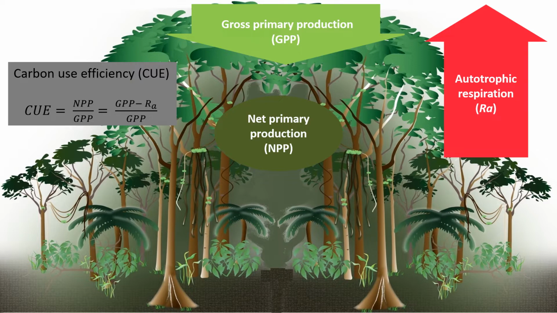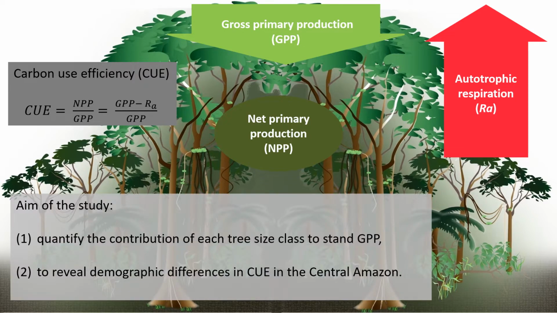At the ecosystem level, the fraction of GPP allocated to NPP can be expressed as the forest carbon use efficiency and can be calculated as NPP divided by GPP. Whereas the overall GPP and NPP of different forests have been intensively studied, the actual contribution of single trees to the overall forest GPP remains unknown.